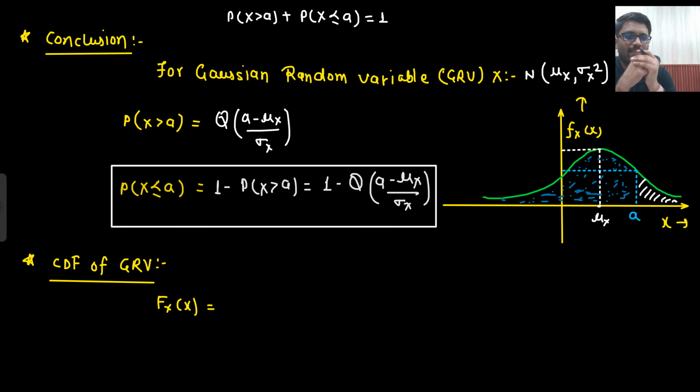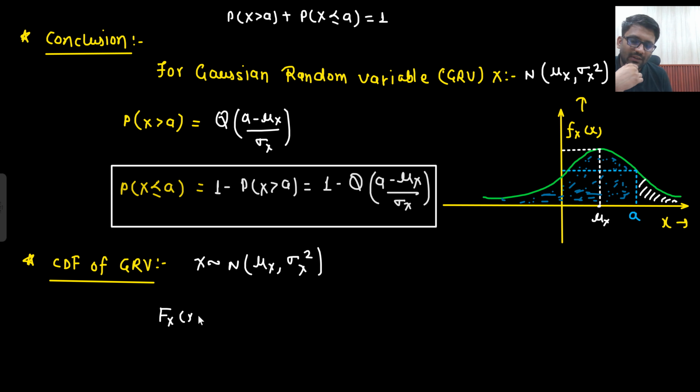Say yes or no. Right? So what do you think, what will be the CDF of a Gaussian random variable, normally distributed with mean mu x and variance sigma x square? What do you think, what will be the CDF? So how is the CDF defined? CDF is defined as Fx of x. It shows the probability of random variable x taking value lesser than or equal to x.